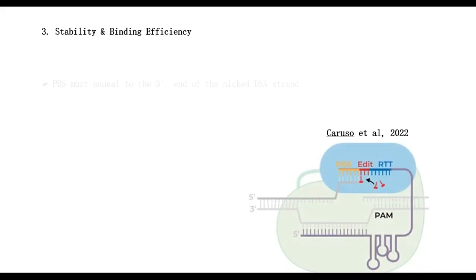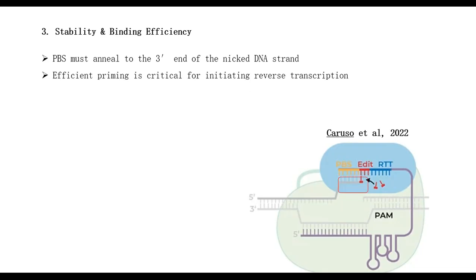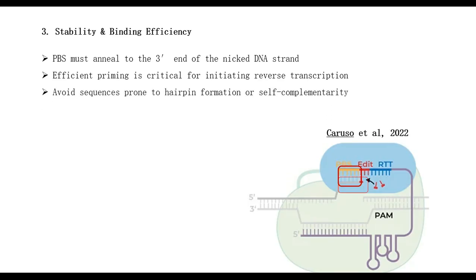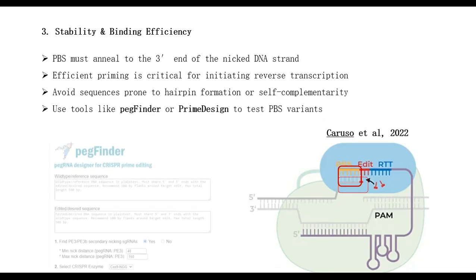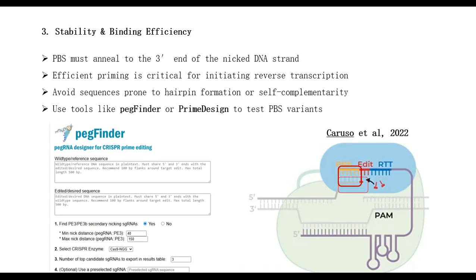Third, stability and binding efficiency. The primer binding site must anneal precisely to the 3' end of the nicked DNA strand, as efficient priming is critical for initiating reverse transcription. Avoid sequences prone to hairpin loops or self-complementarity. Tools such as pegFinder or PrimeDesign can be used to evaluate and refine PBS variants.